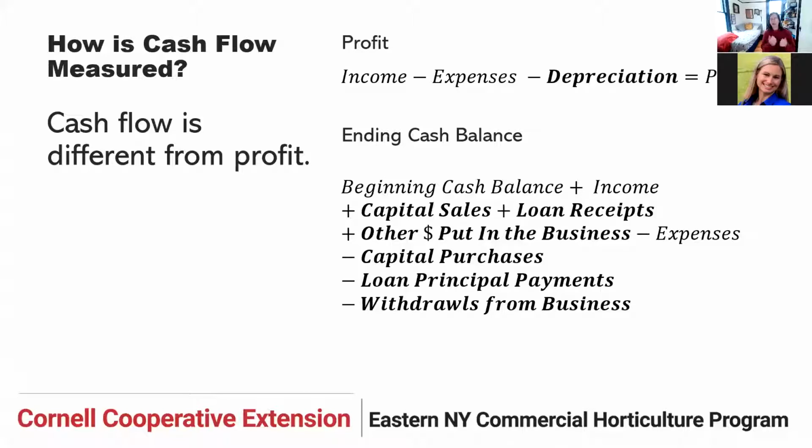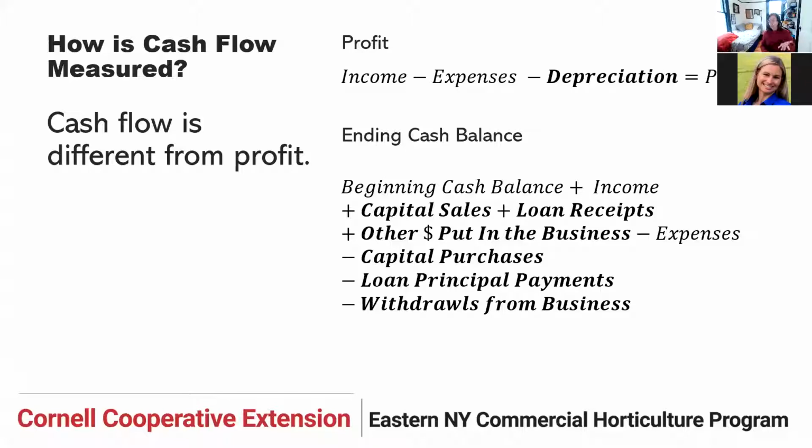And then you subtract out your business expenses. So that's the same, but now you're also subtracting out the full cost of the cash that comes out of your business for capital purchase. And it wouldn't necessarily be the full value of that purchase, but it would be the cash that you took out to make that purchase. So your down payment, for example, would be that capital purchase minus loan principal payments, minus other withdrawals from the business. Those usually count as equity withdrawals, but for a cash flow statement, they come out.